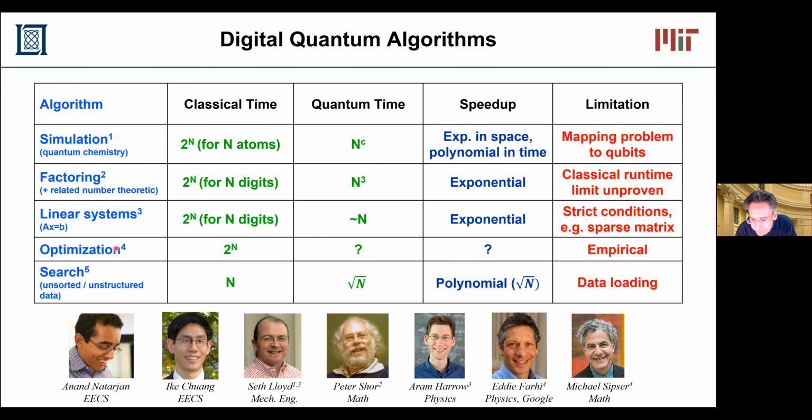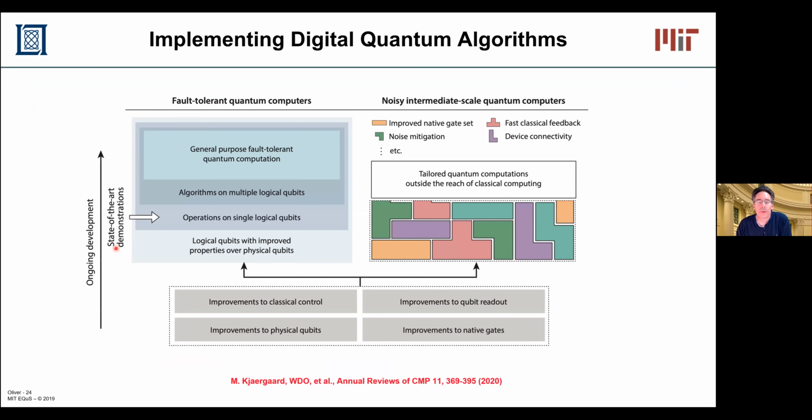in the coming years. So when we want to implement these algorithms, then there's a couple ways that we can do it, basically two ways. The long-term goal is to build fault-tolerant quantum computers, right? And what that means is that you build logical qubits out of physical qubits. Physical qubits are the qubits we have in our lab, and they have some error rate, which isn't as good as we'd like it.